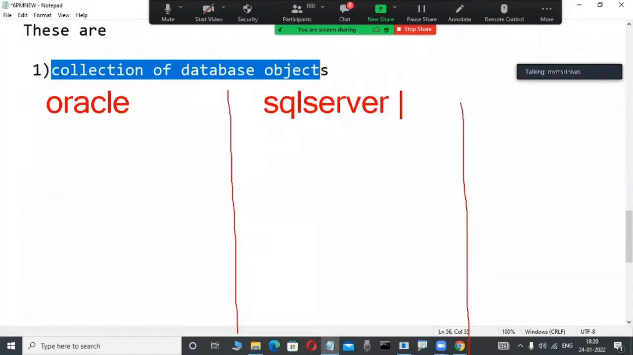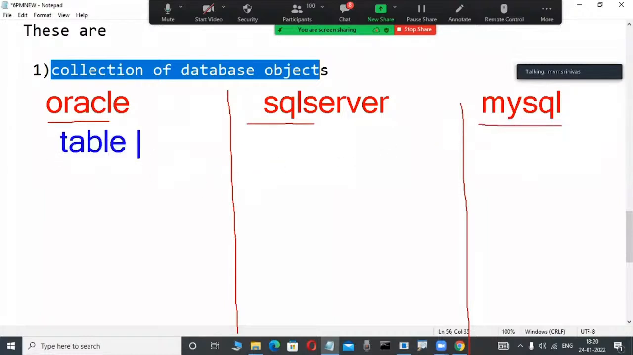SQL Server is a relational data model product. Again, MySQL is a relational data model product from a different company. Okay, fine. But in Oracle, which database objects are available? Maybe a first-time newcomer has an idea. Table, no? Table is a database object. Here also table is there, here also, and in MySQL also table is there. Same. Again, view is a database object.